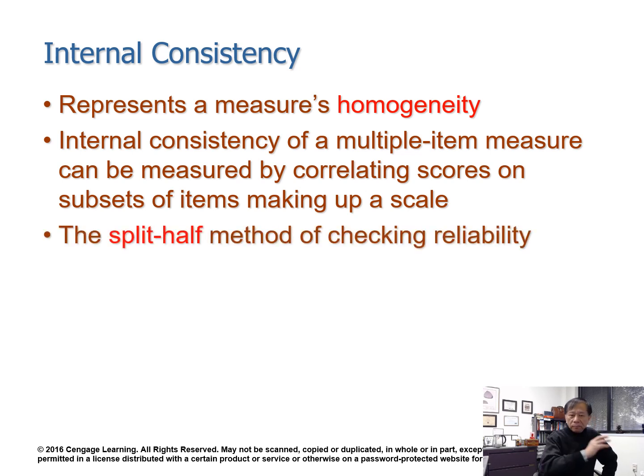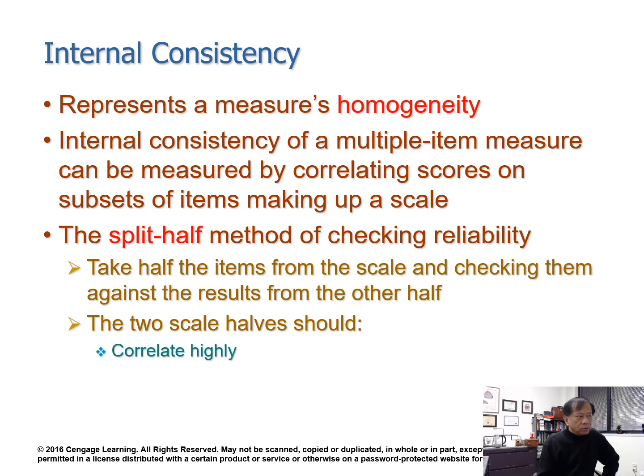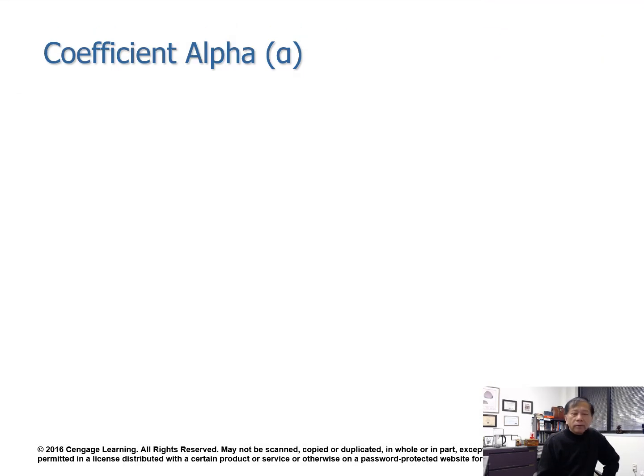You can use multiple measures here and see if they correlate with each other. The split-half method of checking reliability is often used. You split the measures into a first half and a second half and see if they correlate with each other, taking half the items from the scale and checking them against the other half. The two halves should correlate highly and produce similar scores. Then we can say it's highly reliable.